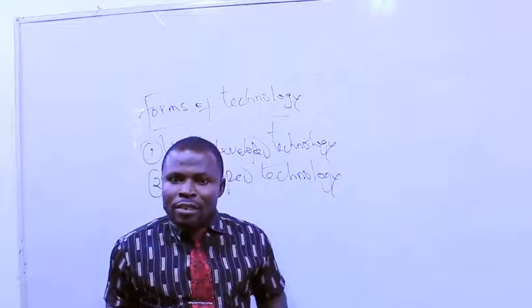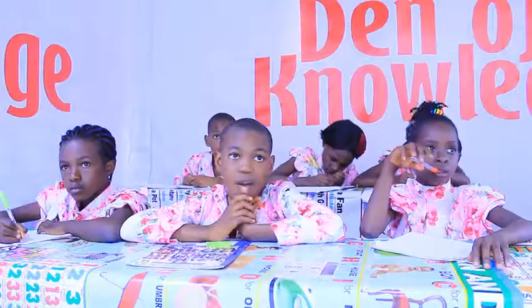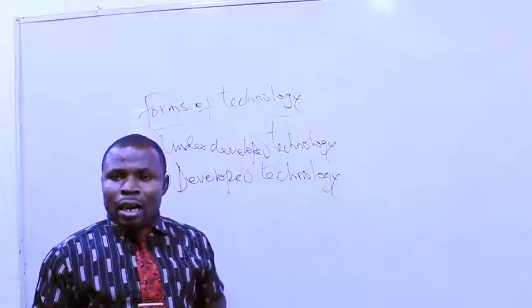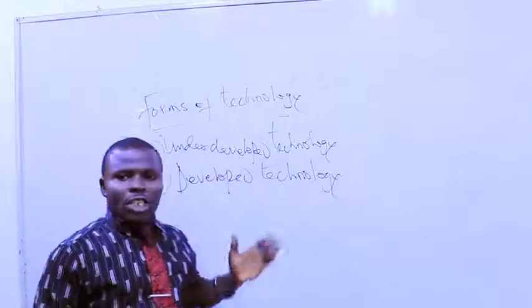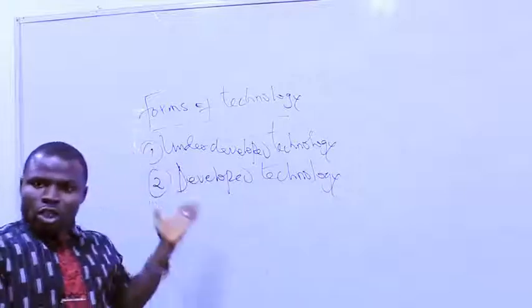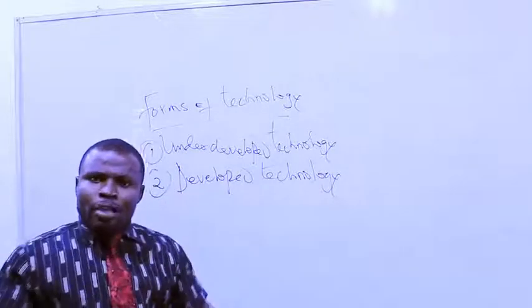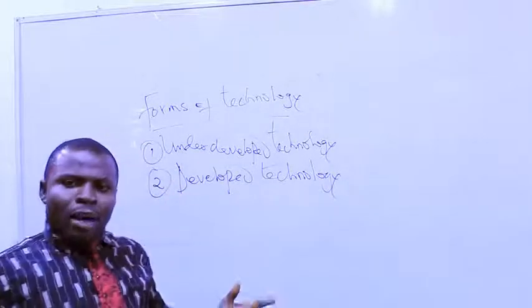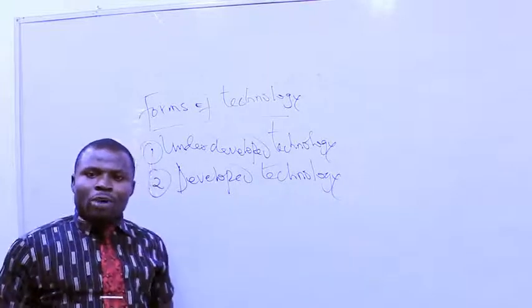I believe, students, by this you can define what technology is all about, classify technology into forms: the underdeveloped technology and developed technology, and equally the benefits of technology. We are going to stop here for now until we meet again.